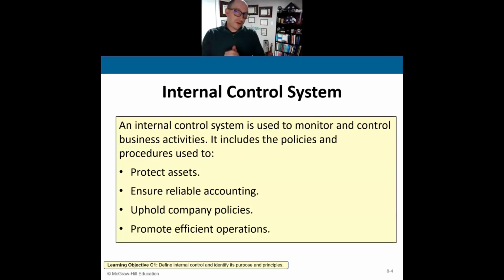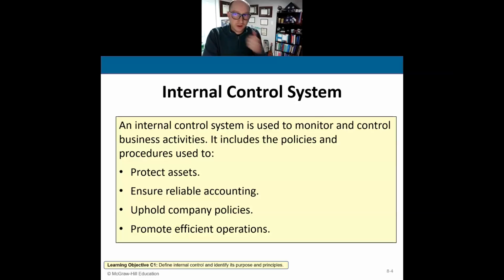The third part of an internal control system, of course, is to uphold company policies. Policies and procedures are in place for a reason. We don't just create policies and procedures to give us something to do. We use internal company policies and procedures to govern the operation of the business, and this governance allows us to operate effectively. It's part of an internal control system.